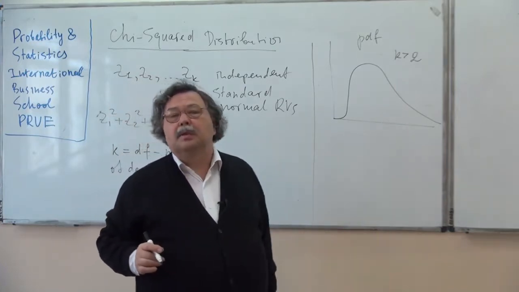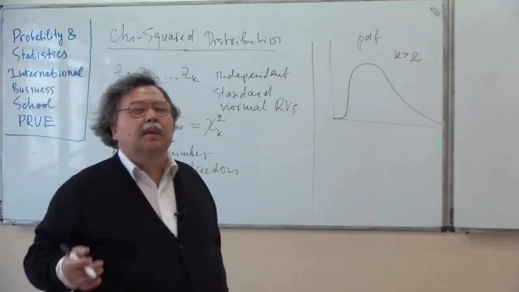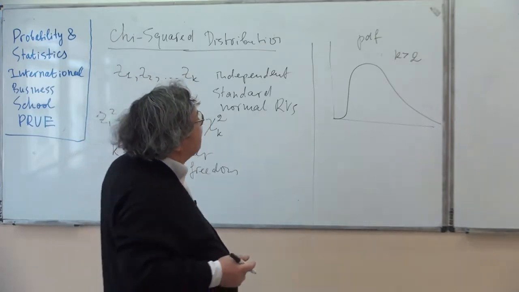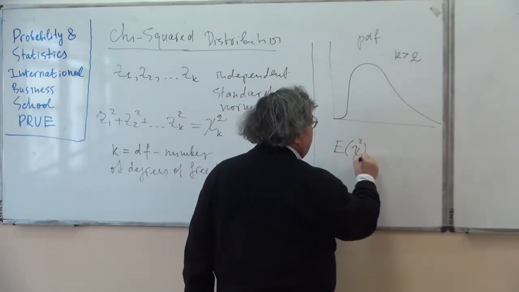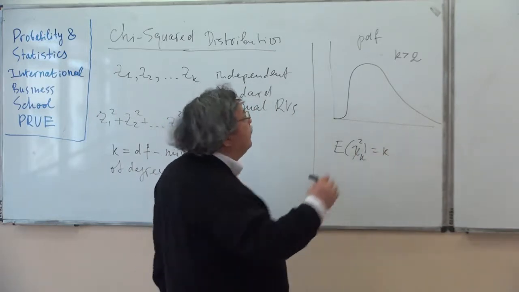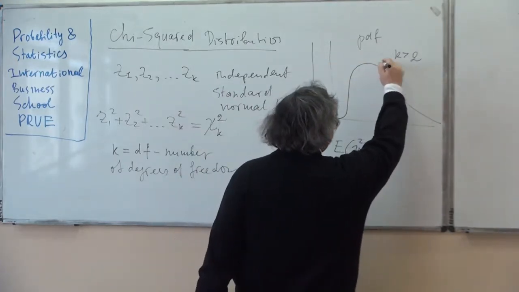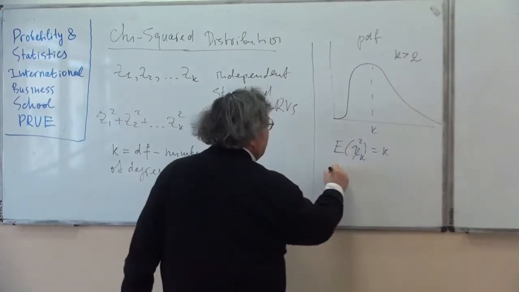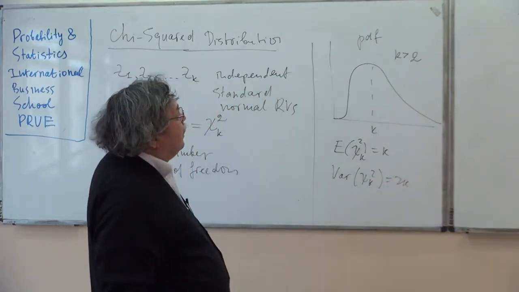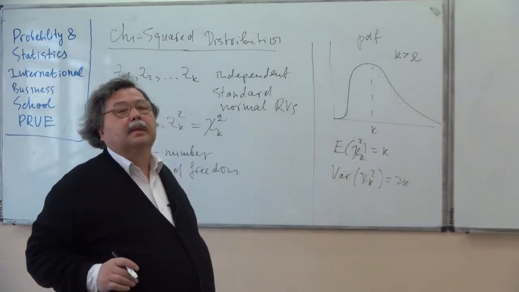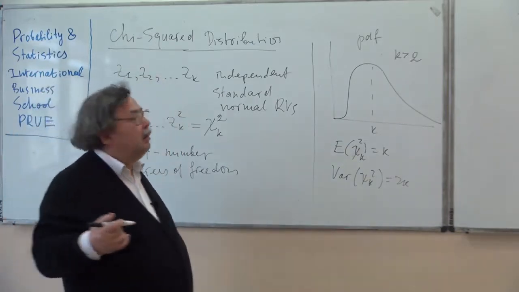Please pay attention that it's not symmetric, not like a normal distribution, not like the standard normal, not like the t distribution. The expectation is k. It's not necessarily the highest point. And the variance is 2k. This is the typical picture of the chi-square distribution. I'd like you to imprint it on your memory.